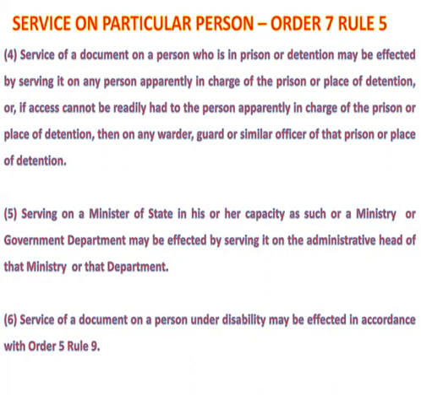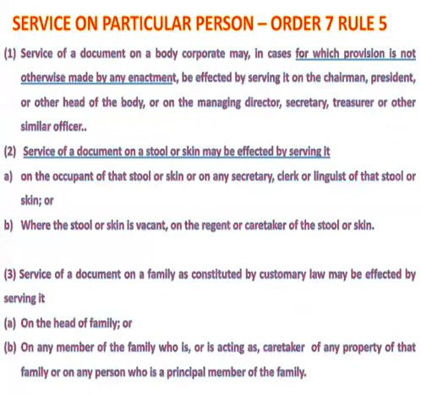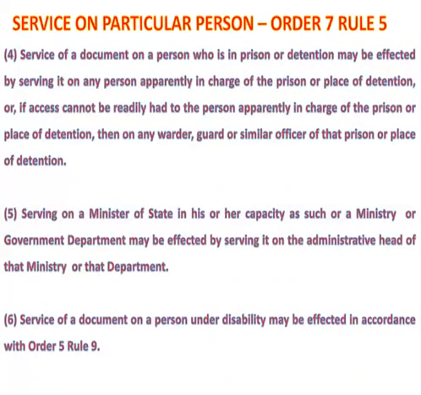So read all the other provisions under Order 705. Another one deals with service on the Minister of State and service on a person with disability. Those are all very critical things you must take note of. So Order 705 deals with service on particular persons. We've seen how you can serve a company, the occupant of a stool, a family as constituted by customary law, and a person who is in prison or detention.